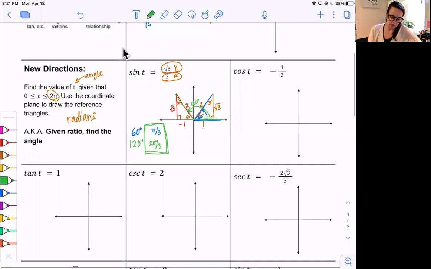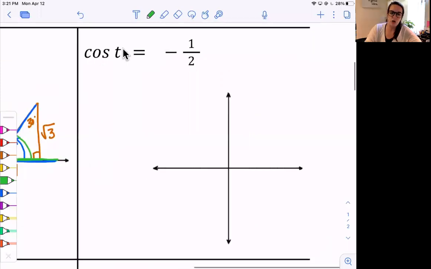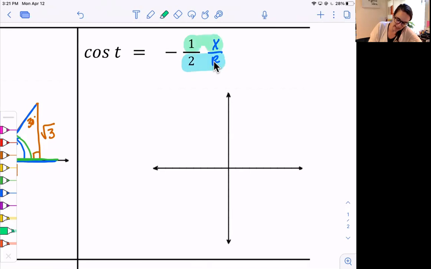Okay, let's try this one. We have cosine t, so the cosine of some angle is equal to -1 over 2. Remember, cosine is x over r. Remember, our r has to be positive. So we know that positive 2 is our r. And we know that x is 1, and it has to contain the negative together, so -1 is our x.